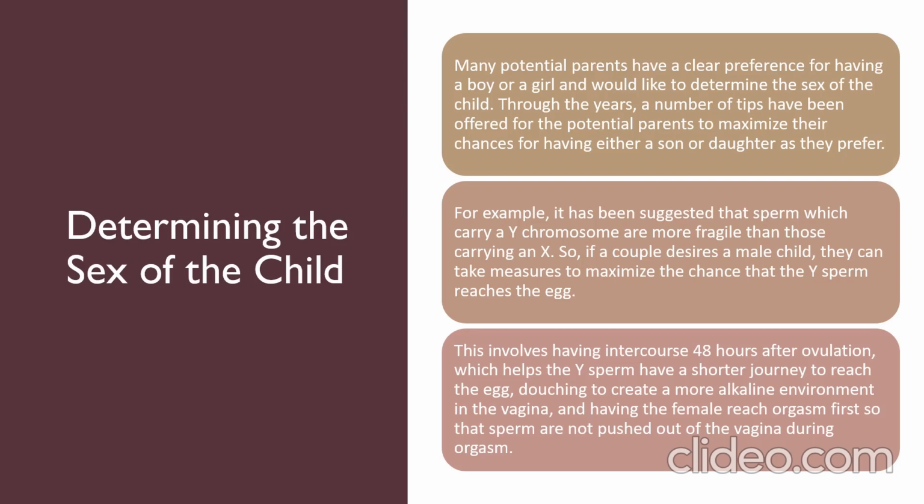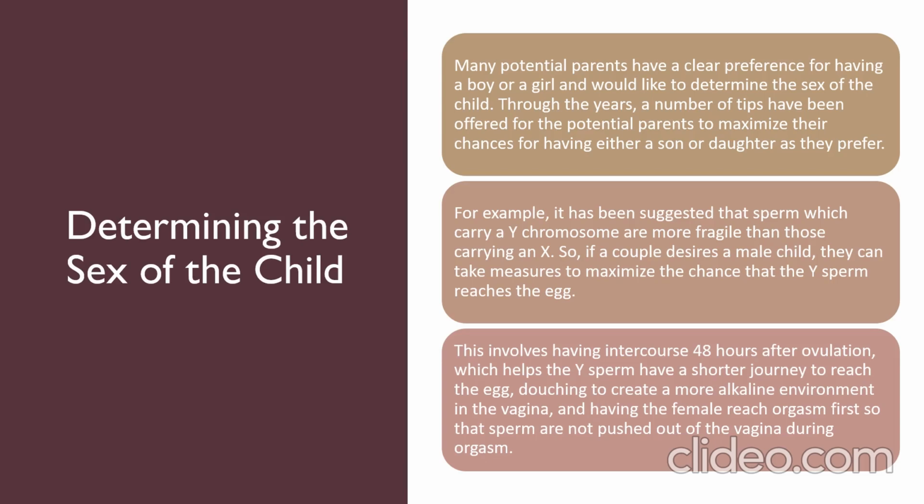Many potential parents have a clear preference for having a boy or a girl and would like to determine the sex of the child. Through the years, a number of tips have been offered for potential parents to maximize their chances of having either a son or daughter, as they prefer. You have maybe in your family, no, pwedeng apat na lalaking magkakasunod, tapos naghahabol sila ng babae, or puro babae yung mga baby. And then maghahabol sila ng lalaki. So what are these steps na sinasabi?